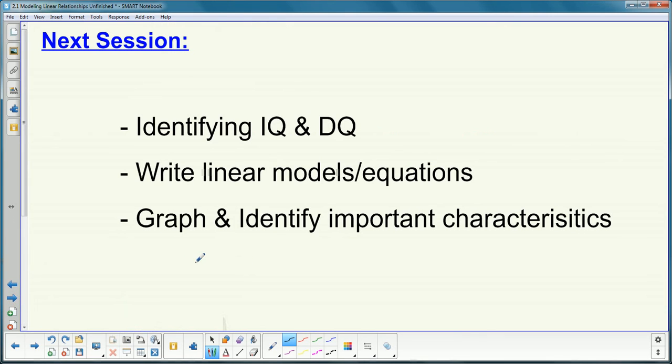Okay, so that is it for this lesson. We will be spending more time identifying independent and dependent quantities. We'll spend a lot of time in class writing linear models and more particular equations, and then we'll graph and identify the important characteristics, meaning the slope, the x-intercept, and the y-intercept.